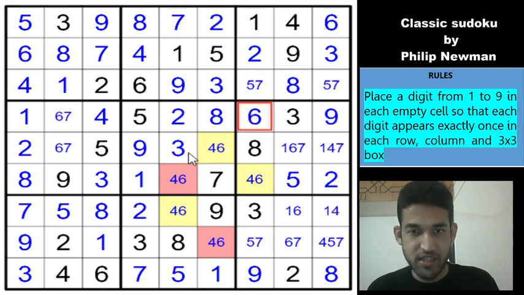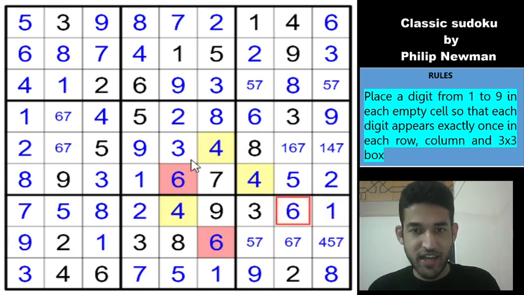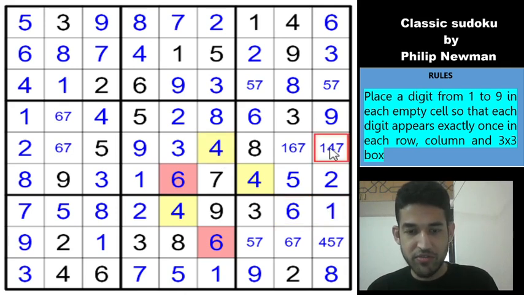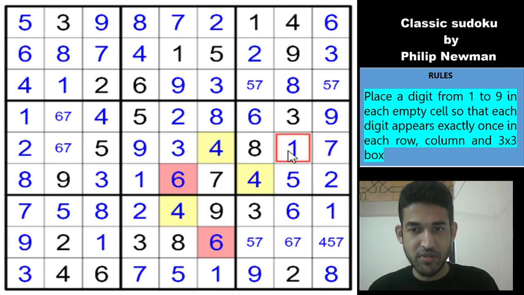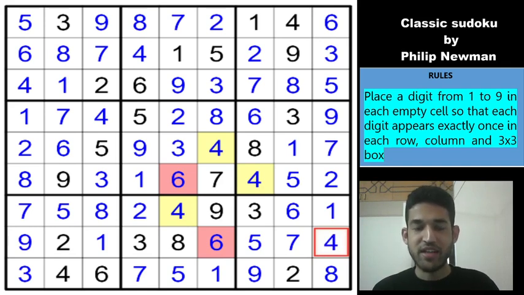So this is a 6. This becomes 4. This becomes 6, this becomes 4, this becomes 6, this becomes 4, this becomes 1, this is a 6, and this 4 removes the 4 from here, and this one gives us a 7 here, which means this is 1 and this 7 gives 6, a 7, this 7 resolves this 5, 7 pair, and this would be a 5, this would be a 7, and this would be a 4. And with that we have completed this classic Sudoku by Philip Newman.